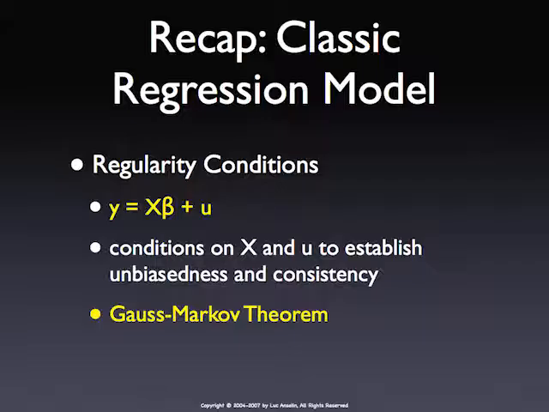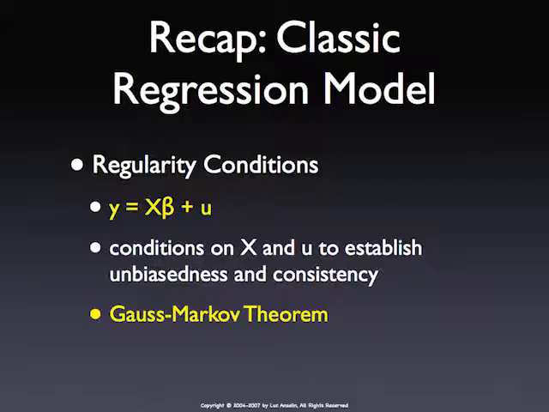So to set the stage, we have a vector of observations on the dependent variable y. We have an n by k matrix of observations on the explanatory variables, a matching column vector, k by 1, of the coefficients in the model, and then a vector of error terms.